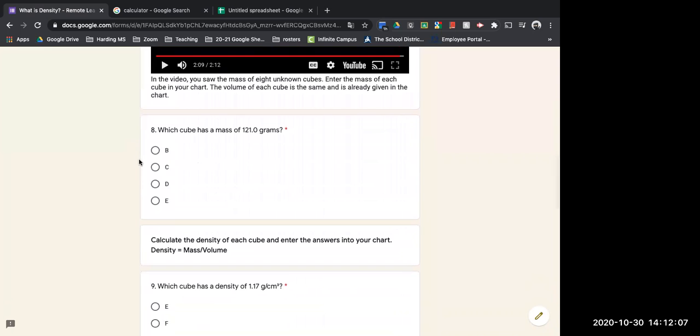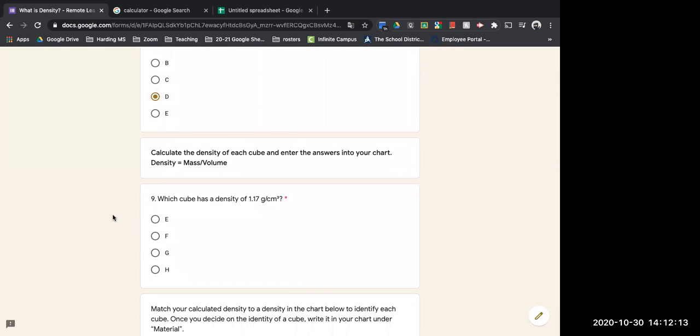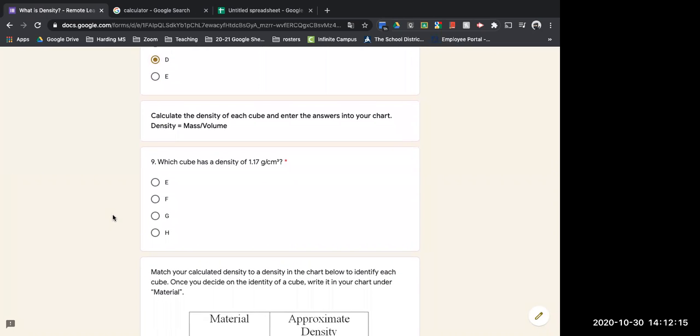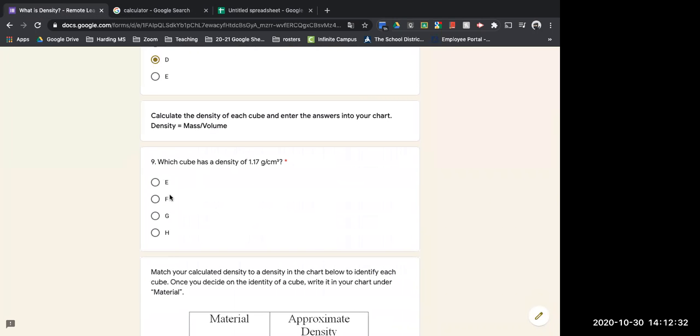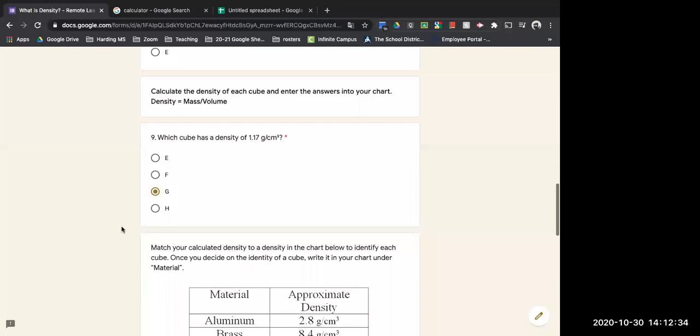All right. Which cube has a mass of 121? That was D. All right. Do the numbers on that. Which one had a density of 1.17? All right. So that was F, I'm going to say. F. So they were going with the three significant figures. So you would go with F, all right? So they're a stickler for the numbers. I'm not. It's all right.